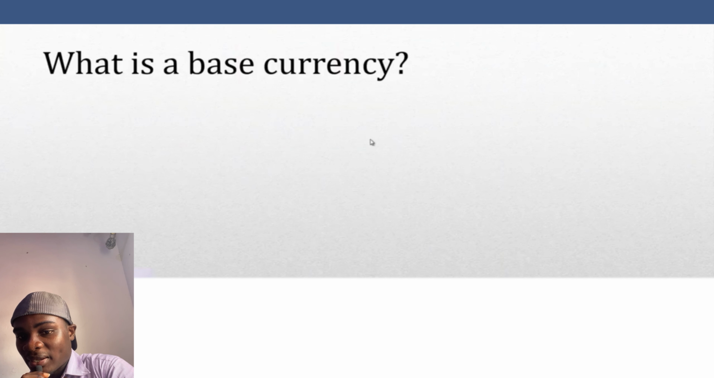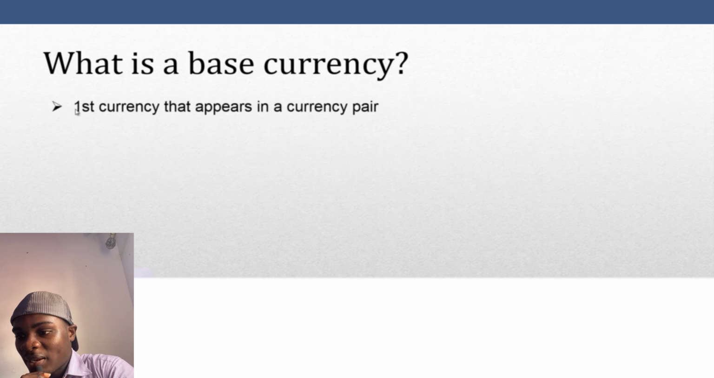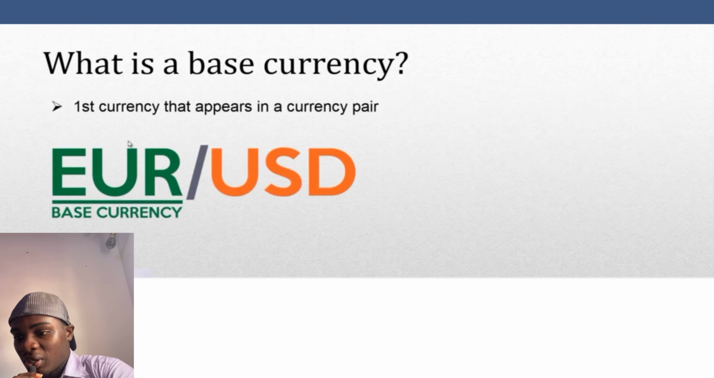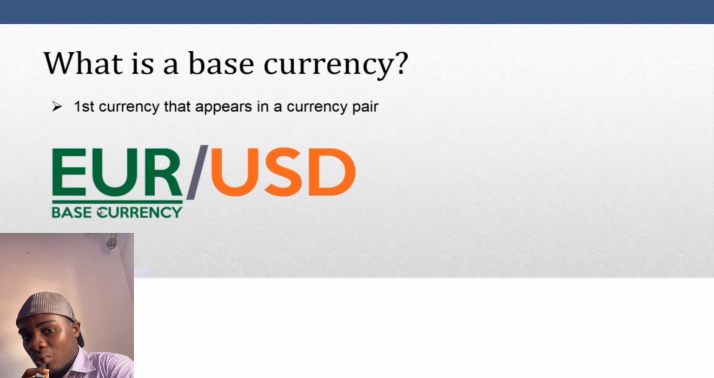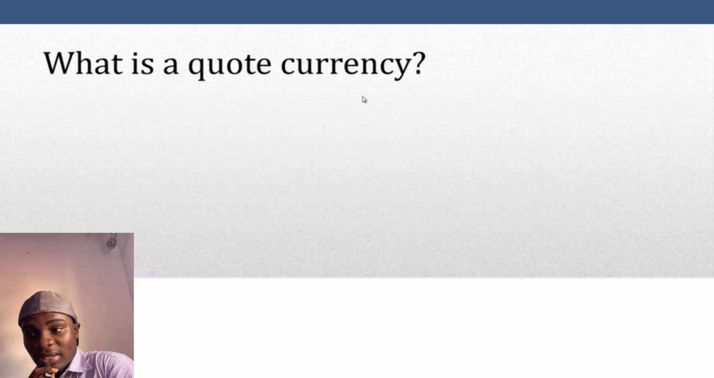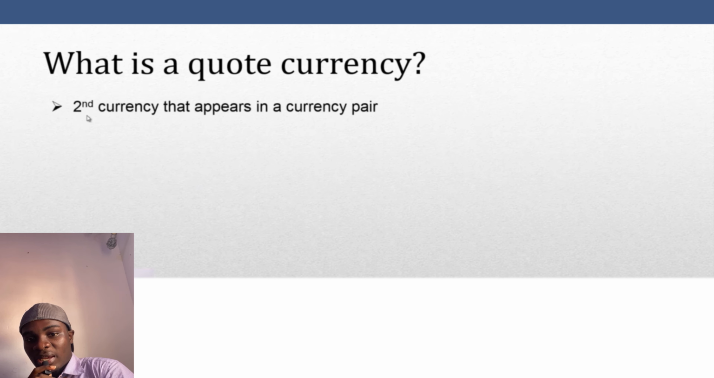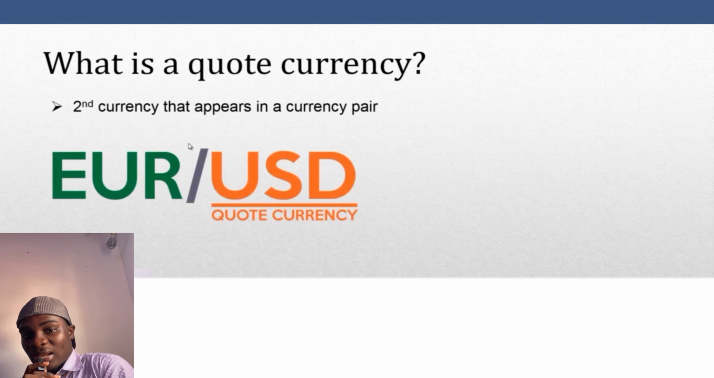So what is a base currency? A base currency is the first currency that appears in a currency pair. To illustrate, in euro against the dollar, the first currency of the pair is called the base currency. Right. So what is a quote currency? The quote currency is the second currency that appears in a currency pair. So for the euro dollar example, the US dollar is the quote currency.